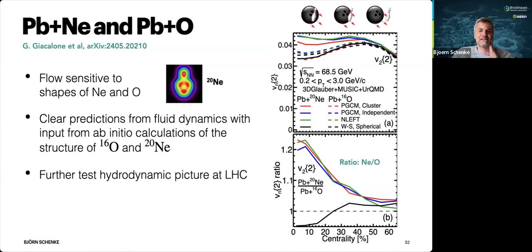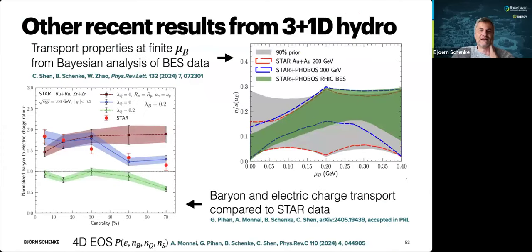Okay, I'll skip this. This is more of what you can do with light ions, where you can learn about the nuclear structure. And then just two more recent things in the 3D hydro. We did a Bayesian analysis and can now extract eta over s as a function of baryon chemical potential, for example, by looking at beam energy scan data.